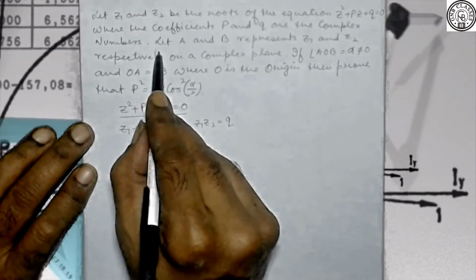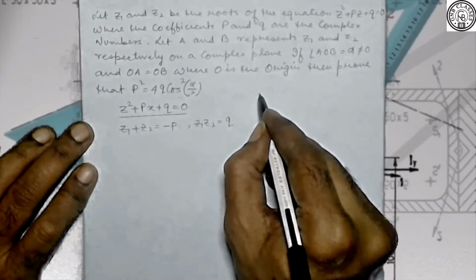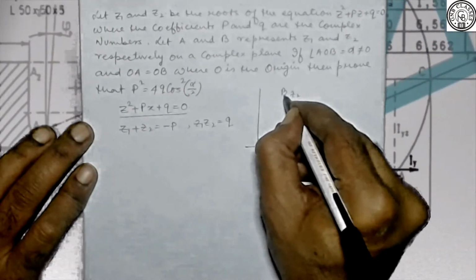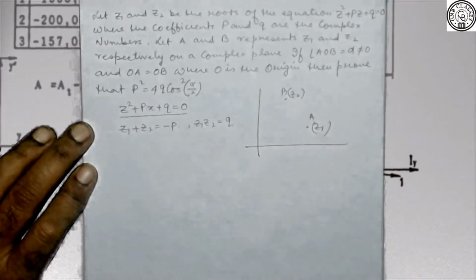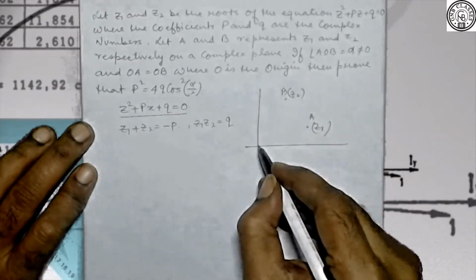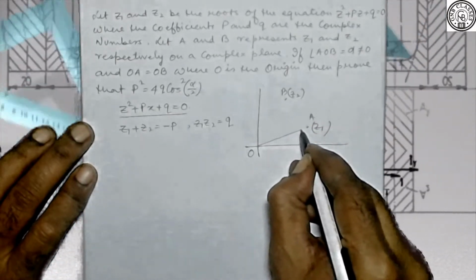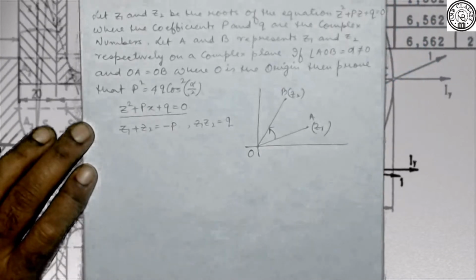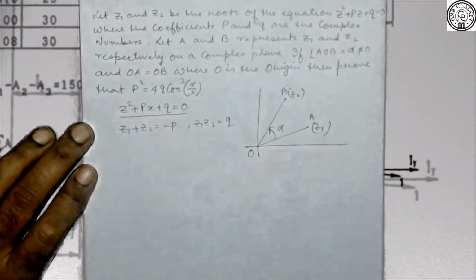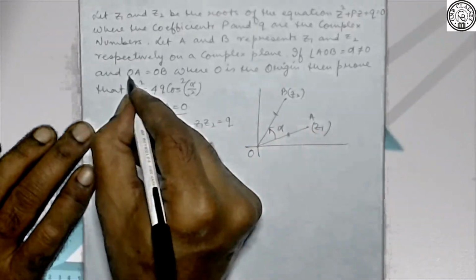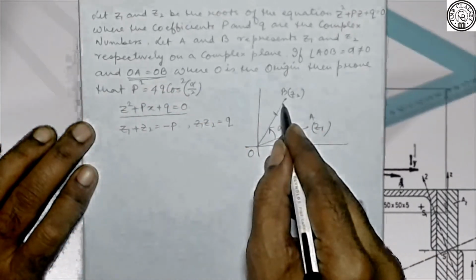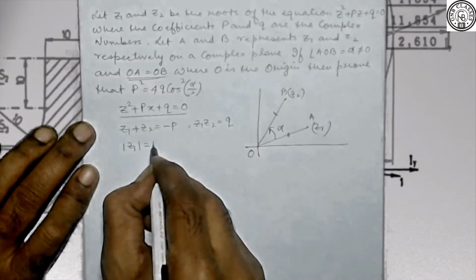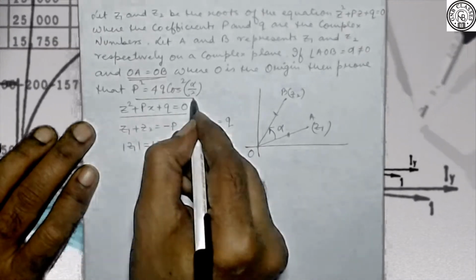Okay, now they have said let A and B represent Z1 and Z2 respectively on a complex plane. So this is Z1 and this is say Z2. This point is B, this point is A. Now they have said that the angle AOB is alpha. This is the origin O. So angle AOB is alpha. Let me take it in the anti-clockwise direction. So this angle is alpha. And they have said that OA equals OB, that is the length of OA and length of OB are the same. That is, modulus of Z1 is the same as modulus of Z2. Is it clear?